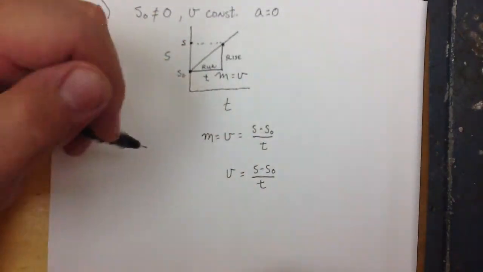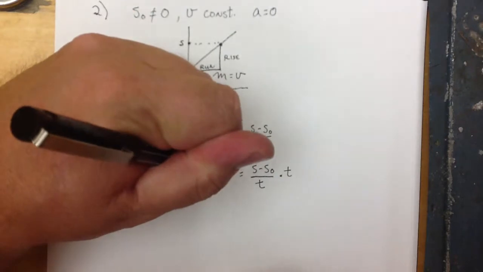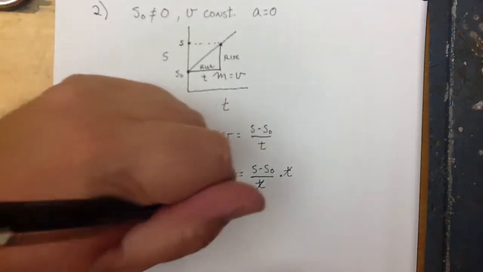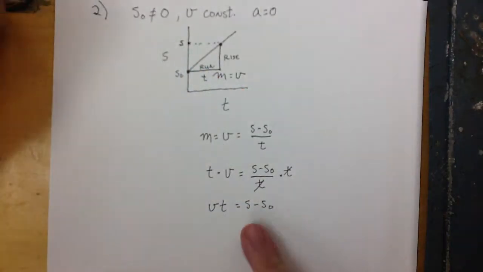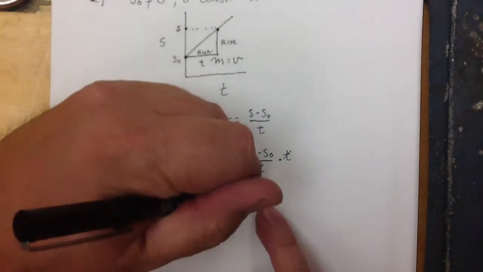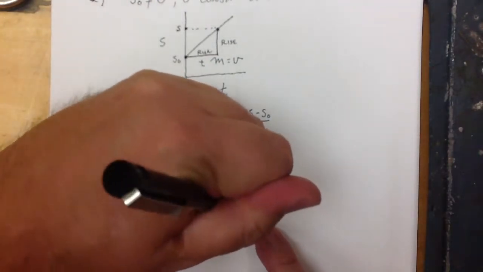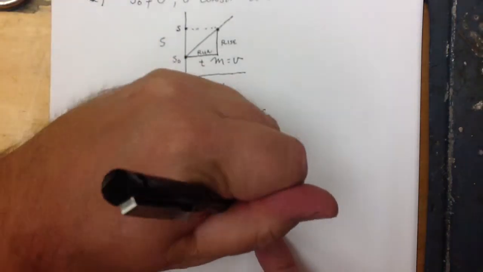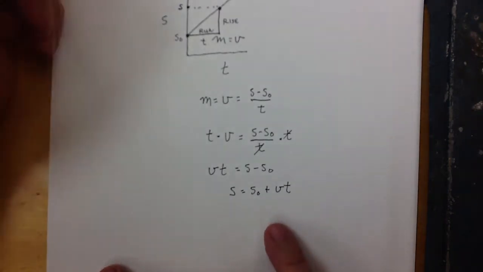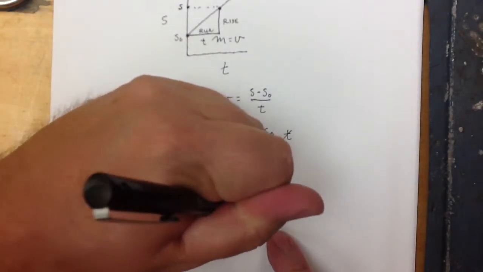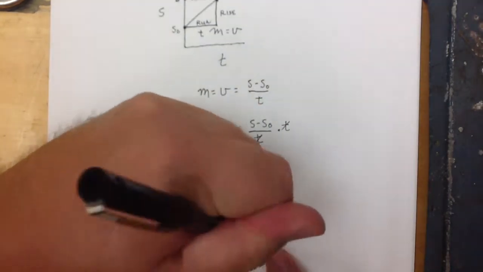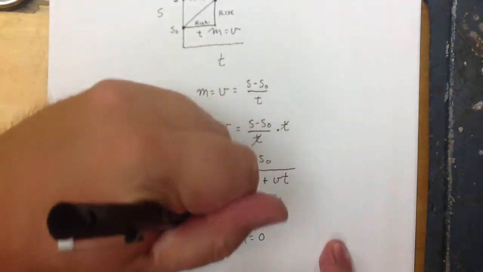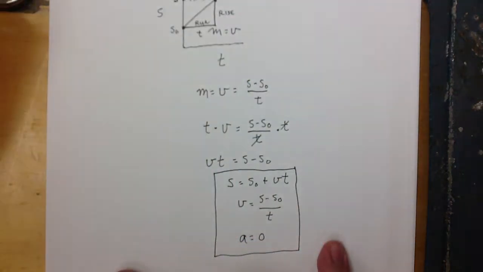If we rearrange this equation by multiplying by time and solving for S, the position, we have to add an S sub 0 to the other side. We get the initial starting position plus velocity times time equals the new position. And our three equations for this column, column 2, that you saw on the 5-column chart, look like this.